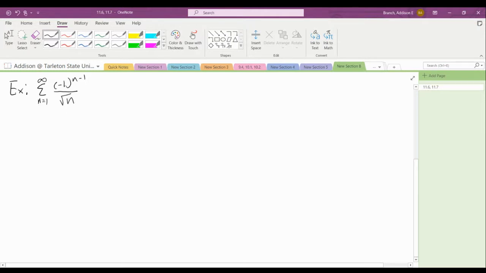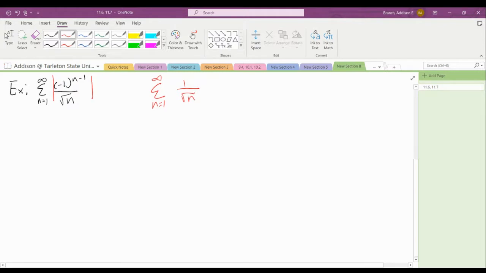Typically whenever we're going to figure out if a series is absolutely or conditionally convergent, we usually go ahead and test for absolute convergence first. So we're going to take the absolute value of this. We can see that we're always going to have some power of 1 on top. So when we take the absolute value, we're left with the series from 1 to infinity of 1 over square root of n.